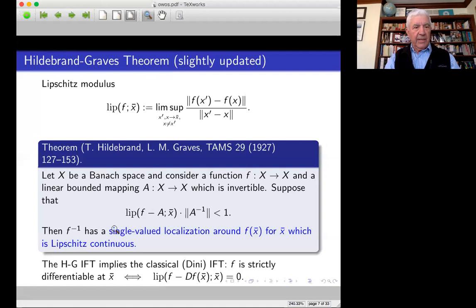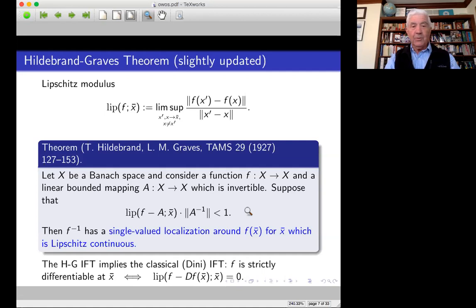Okay, so if this condition holds, then the inverse of F has, as the conclusion, a single-valued localization, which is Lipschitz continuous. And this is 1927. Okay, they're not talking about derivatives here.